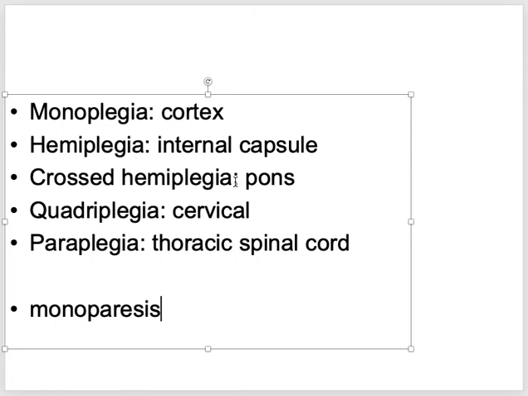Crossed hemiplegia, okay, of course I'm not going into these things right now. Why? Because I will tell you in a while. Para means what? Both the lower limbs. Quadri means all four limbs. And when we substitute these with paresis, of course, that means weakness.